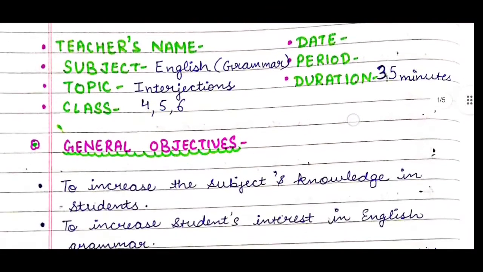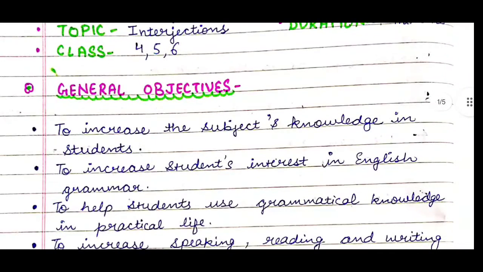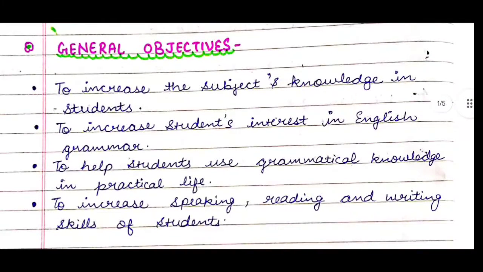Okay, then comes the general objectives. As I have already told you, general objectives are related to the subject, so they can be the same in every English grammar lesson plan. First one is to increase the subject's knowledge in students. Second, to increase students' interest in English grammar. Third, to help students use grammatical knowledge in practical life. Fourth, to increase speaking, reading and writing skills of students.